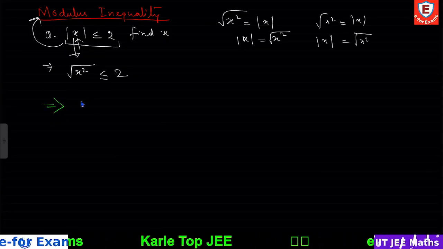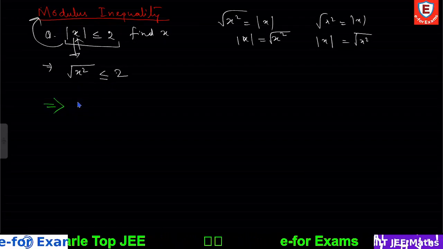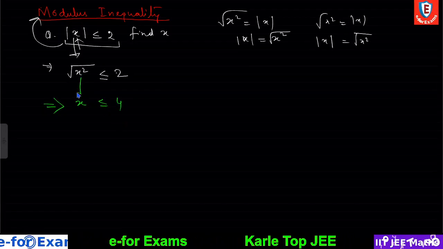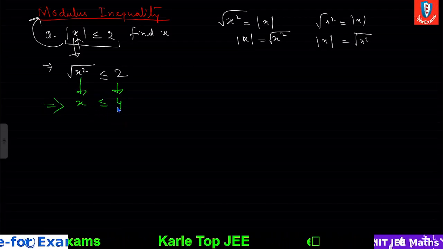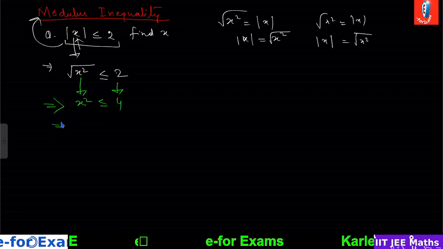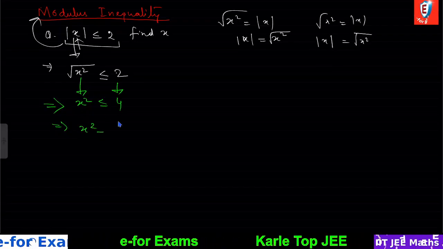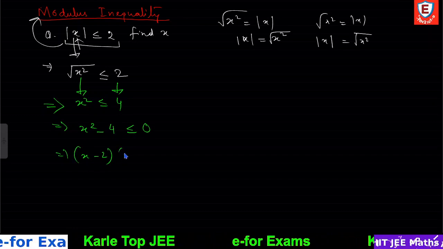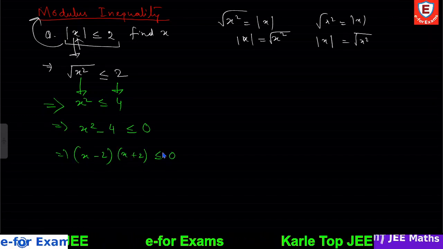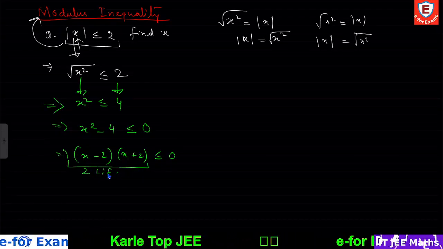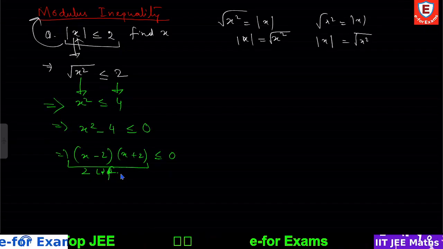Okay, so if you square, the right side will be 4, the root will go away, and we get x square less than or equal to 4. This implies x square minus 4 less than or equal to 0, since you can transfer 4 to this side, right? This is nothing but x minus 2 into x plus 2 less than or equal to 0. Now we have two linear factors, two brackets.